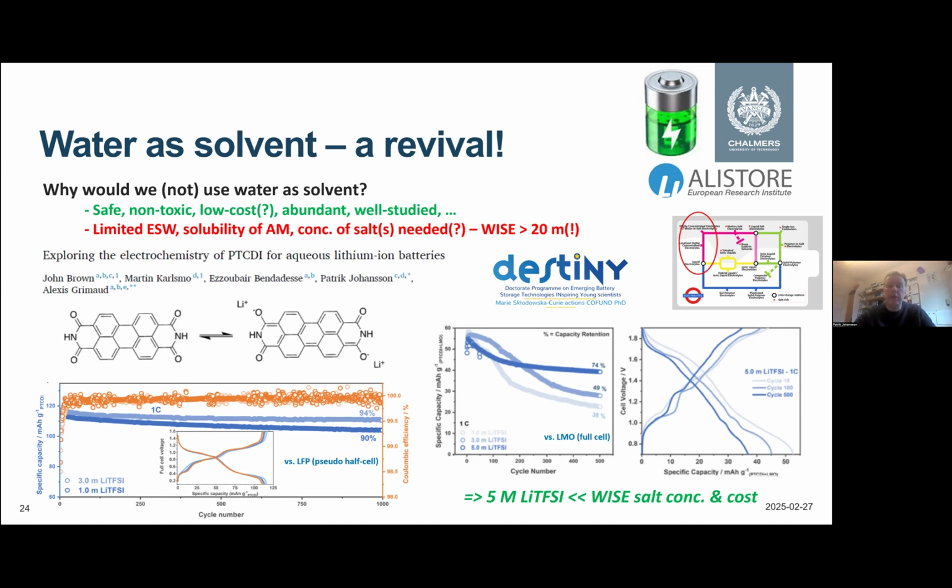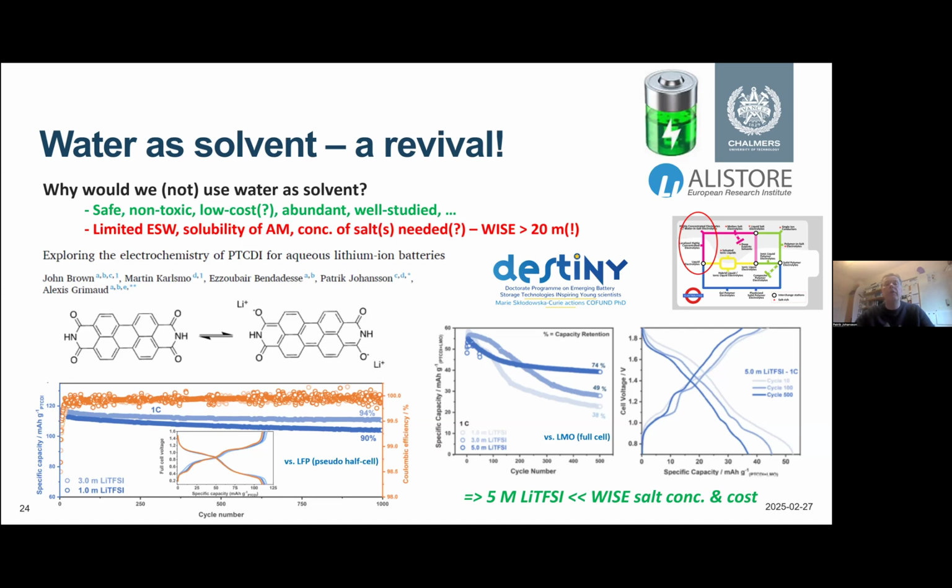So you can see that we can actually cycle these quite nicely at the 1C rate, so admittedly rather fast. But still you see that this actually works for quite a number of cycles, with rather good Coulombic efficiencies. And if we go the further step, not a pseudo half cell, but actually creating a full cell with an LMO, and remembering that for aqueous systems manganese dissolution is a problem, with a 5 molar LiTFSI we can actually cycle with a decent capacity retention an aqueous full cell based on this PCTDI and LMO.